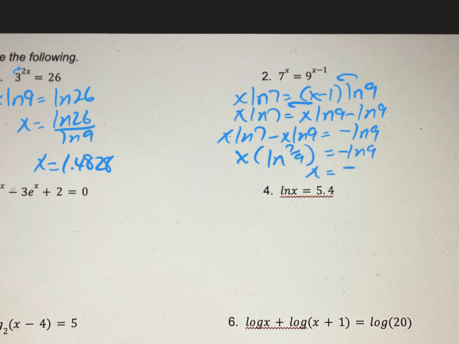So I'm going to end up right here. I'm going to end up with negative natural log 9 over natural log 7/9. That's what I'm punching in. And it looks like I'm getting 8.7429. So there's 1 and 2. They're a little bit different than these other ones.